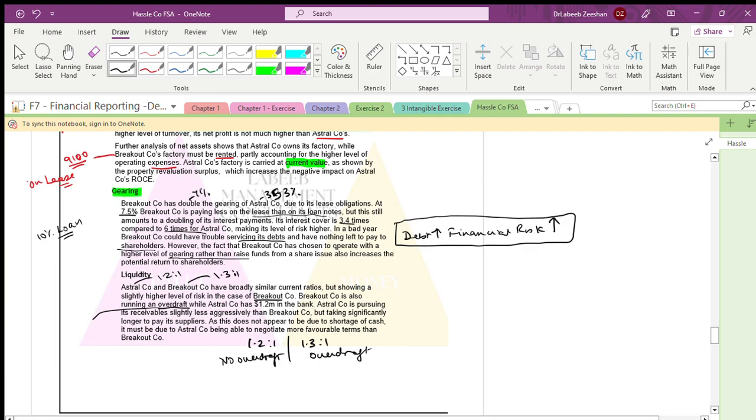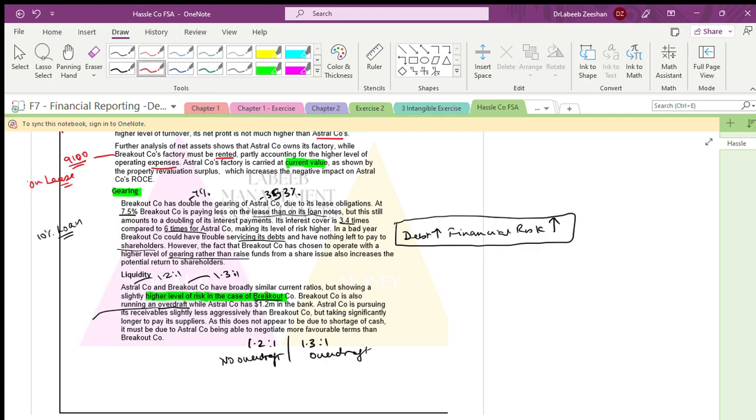We think that yes, 1.2 is to 1, 1.3, we will immediately say that Breakout has a higher current ratio compared to Astral. No, Astral doesn't have any overdraft, whereas Breakout is having an overdraft. If they have the overdraft, it means, see the thing, now you will say it is not a simple ratio analysis. They have a higher level of risk in the case of Breakout. What is the reason? They are having the overdraft.